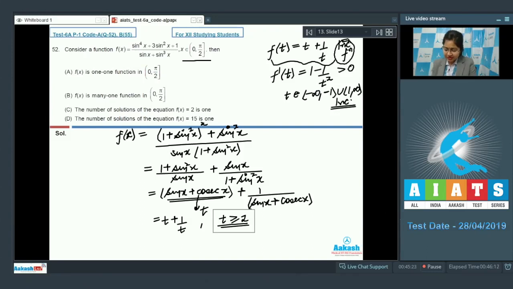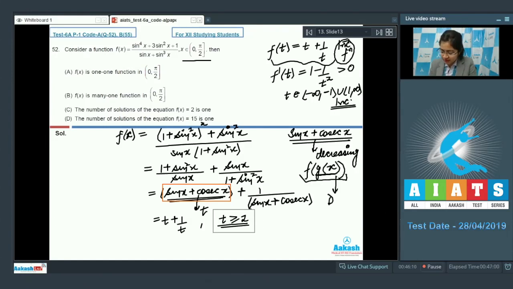Now f(t) is an increasing function. Also we know that sin x plus cosecant x is a decreasing function, as it is given that x is going from 0 to pi by 2. Now if we talk about f of g(x), where g(x) is a decreasing function and f is an increasing function, then we know that f of g(x) will always be a decreasing function. So we can say that this f(x) here is a decreasing function.